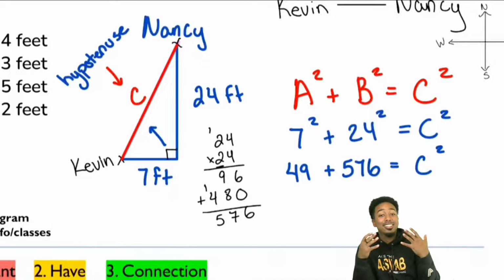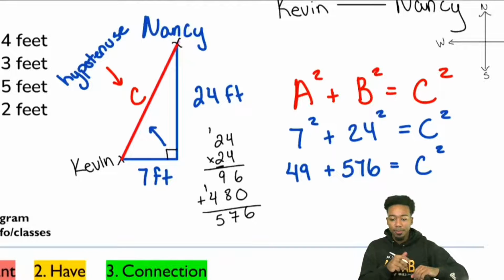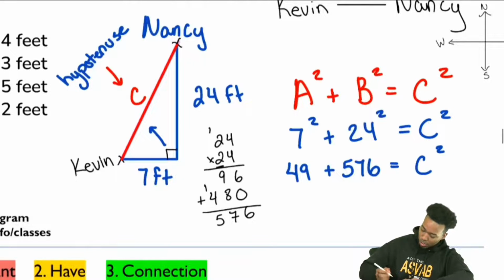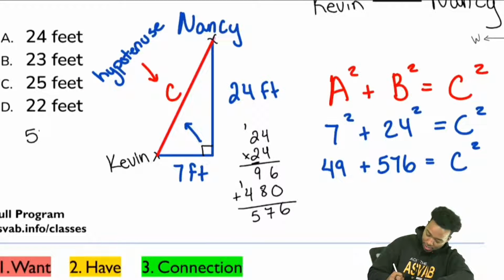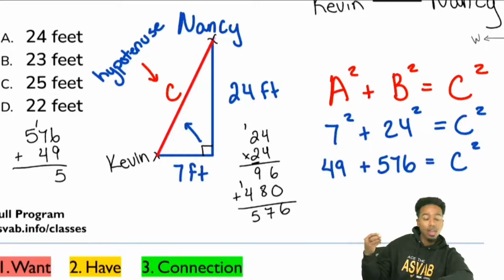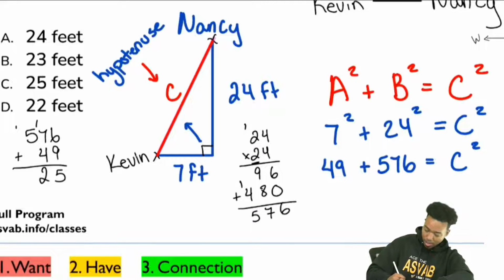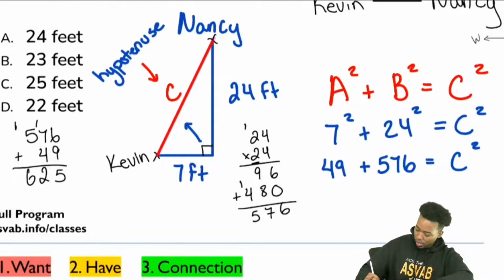Again, there's just a ton of calculation to do, but the formula is straight up. The formula is absolutely straight up. 576 plus 49. 9 plus 6 is going to be 15. 7 plus 4, that'll be 11. Carry the 1 is 12. And then we have a 6 right there, 625.